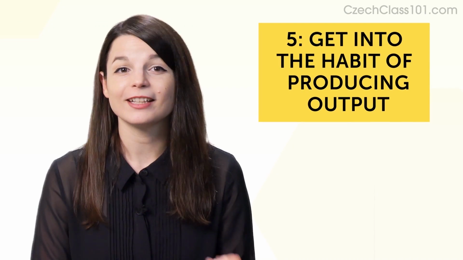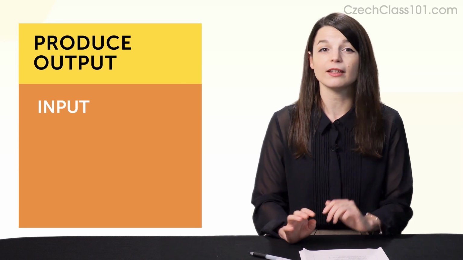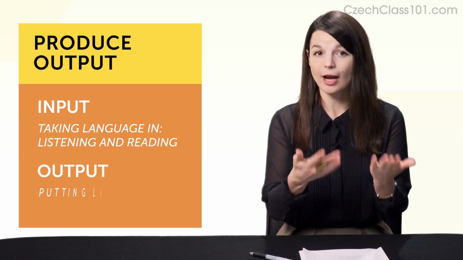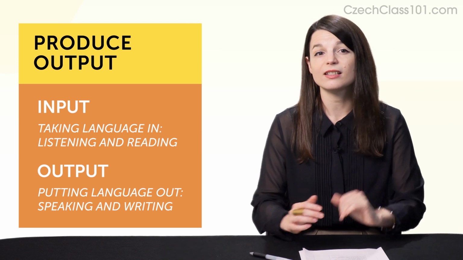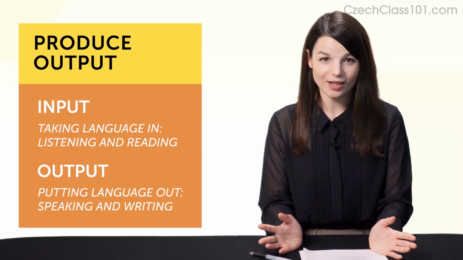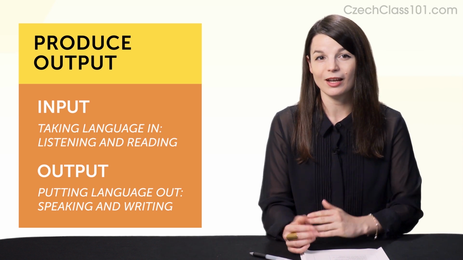Habit number 5, get into the habit of producing output. So input is taking language in, listening and reading, and output is putting language out, so speaking and writing. The point here is, it's easy to just sit and listen and watch YouTube videos. You can listen to lessons all day long, but listening helps with listening. It won't get you speaking the language.